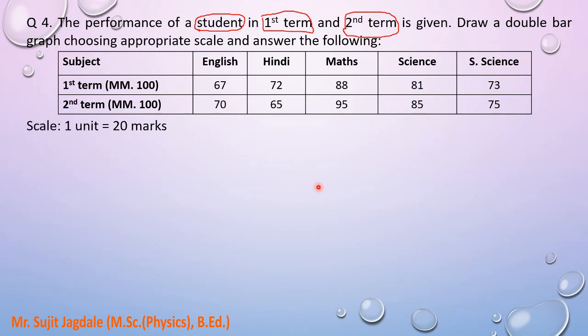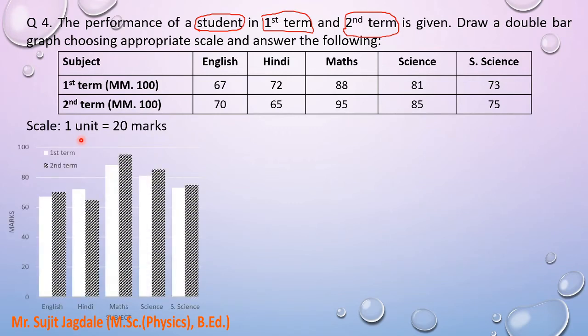Now here maximum marks are 100, so we can draw that bar graph up to 100. So we can take the scale as 1 unit equals 20 marks. That means 1 centimeter equals 20 marks. So what is the value of 1 division? Now you can calculate in the same way. Total number of divisions in 1 centimeter are 10. 20 upon 10 is 2. So the value of one division is 2 marks.